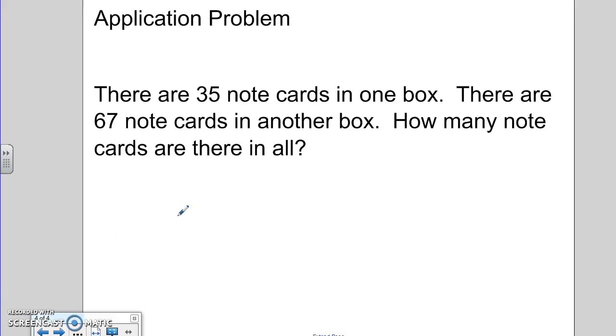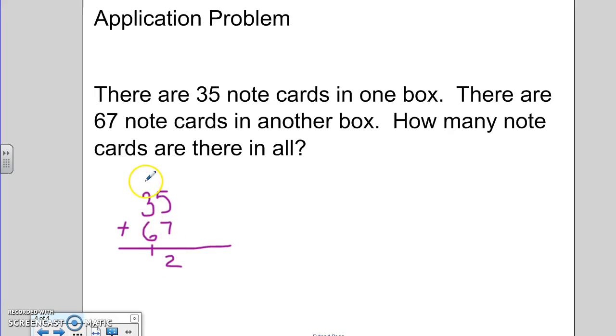Alright, so now that you've done your work, I'm going to solve this using the vertical form first, for those of you who used vertical form. 35 plus 67. I know I start by adding my ones. 5 plus 7 is 12. I know that I have to bundle or rename the units into the tens place. 5 plus 7 is 12.